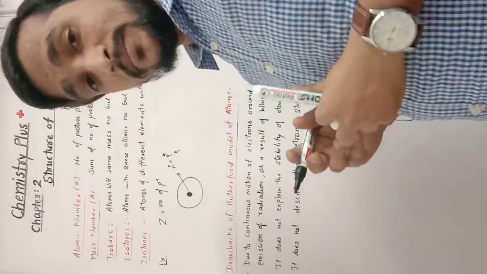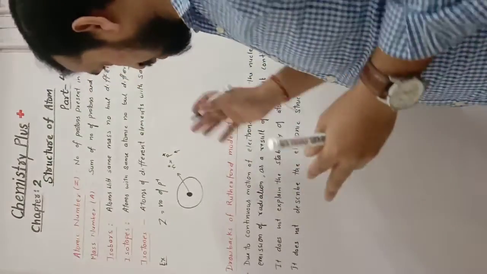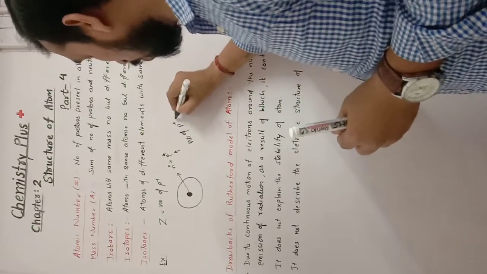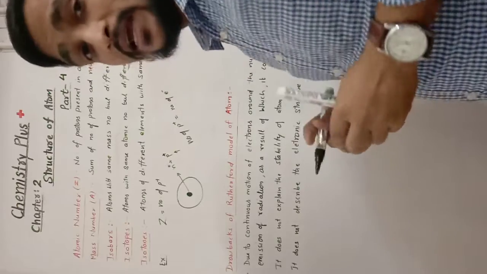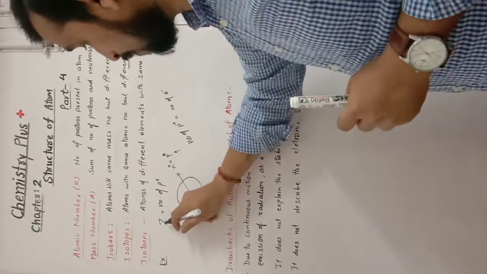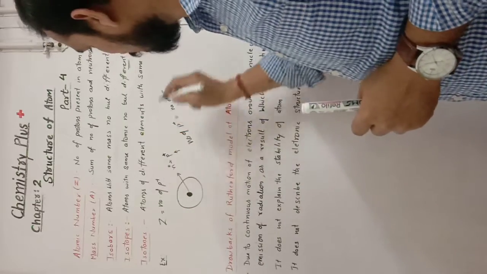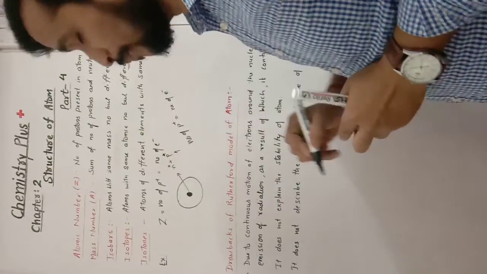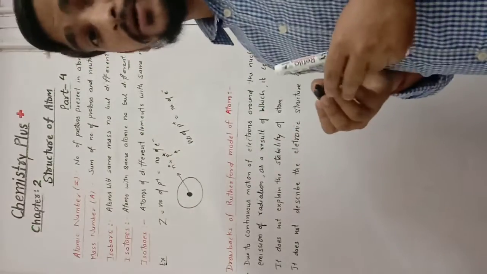As the various models of atom suggest that an atom is electrically neutral, it can also be said that the number of protons is always equal to the number of electrons in an electrically neutral atom. So the atomic number is also equal to the number of electrons present around the nucleus of an atom. So this is what the atomic number Z is.